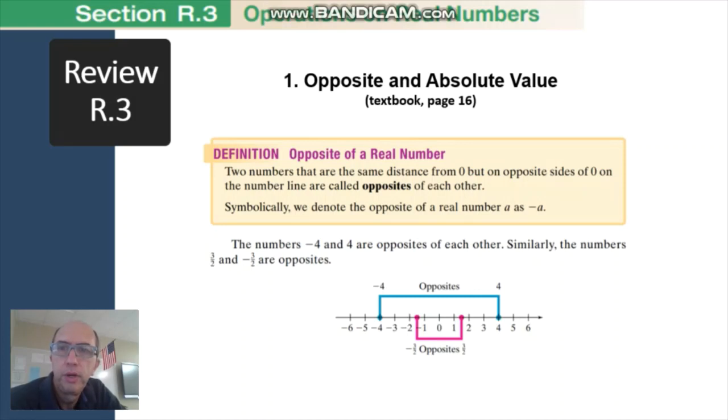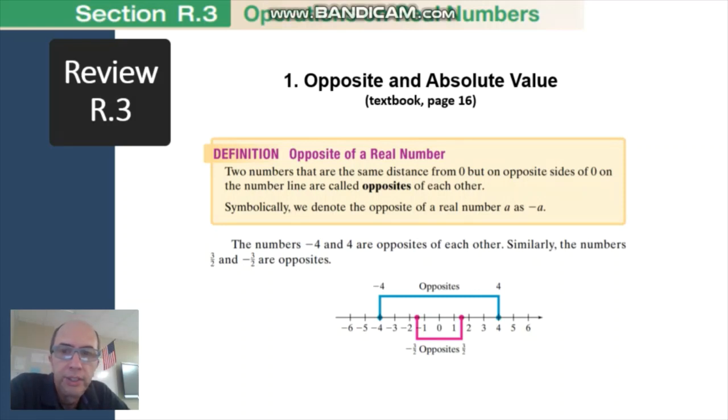We are still working on chapter R, now section R.3, operations on real numbers. Let's start on textbook page 16. The topic is opposites and absolute values.